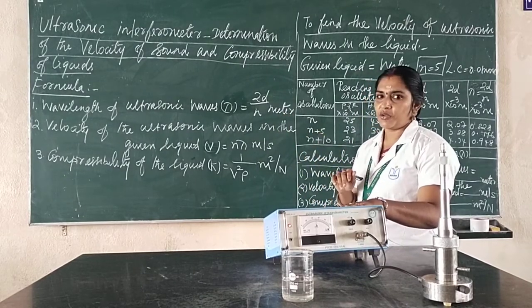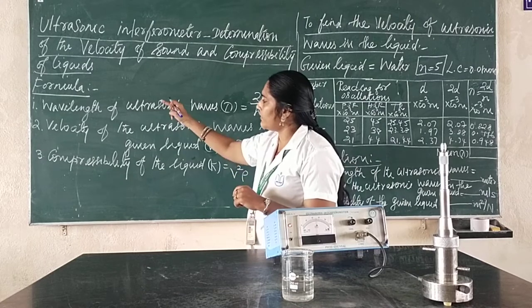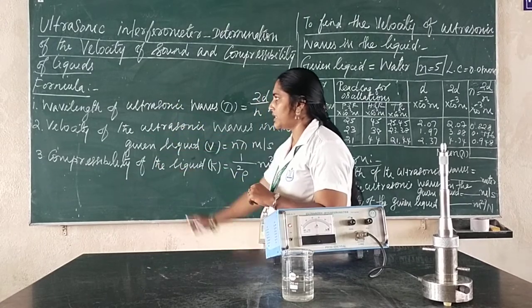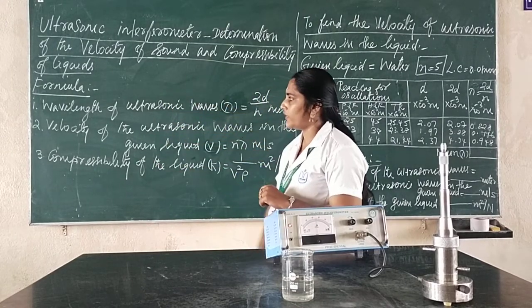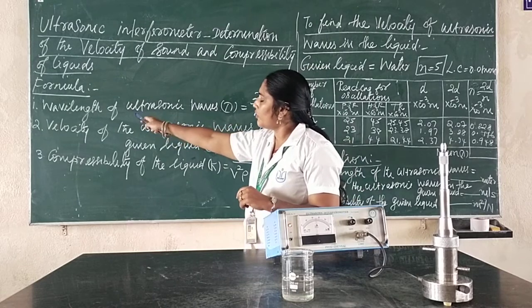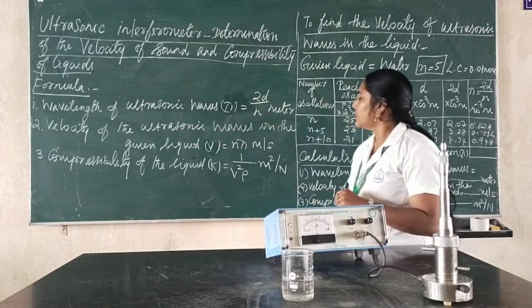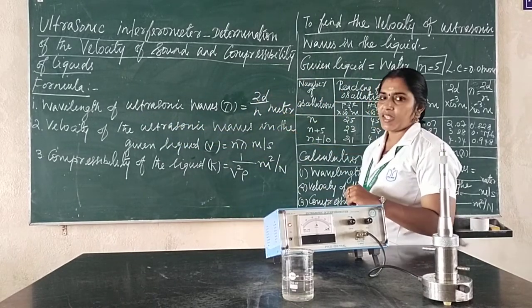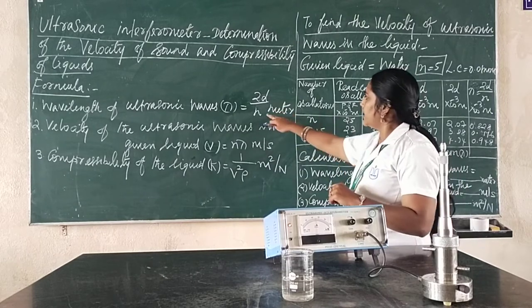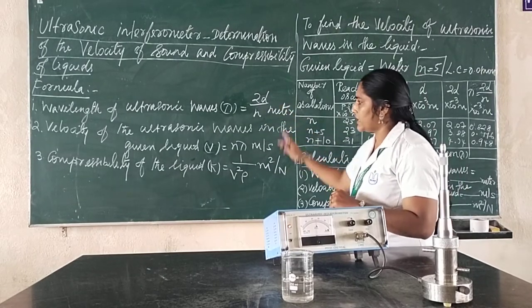Three things we have to find out. What are the three things? Wavelength, velocity and compressibility. This is the formula for the ultrasonic interferometer. The first formula is the wavelength of ultrasonic waves, lambda equal to 2d by n. I will explain this expansion later.